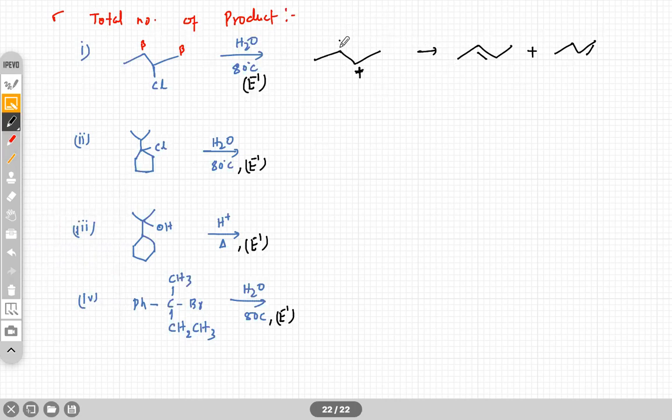So it happens how? This hydrogen leaves, this bond pair of electrons comes out. The base will take this hydrogen atom. Okay, same thing happens over here. Here, what happens? You see, we get a carbocation here, right?